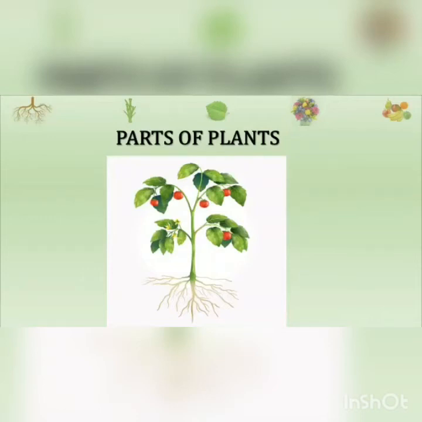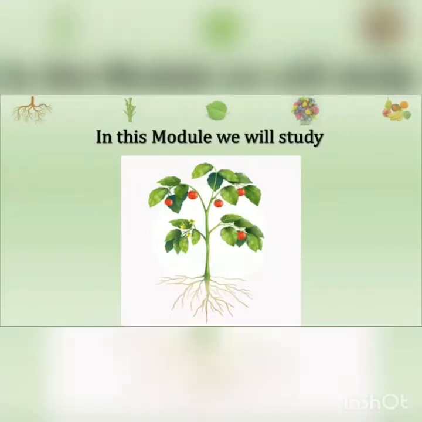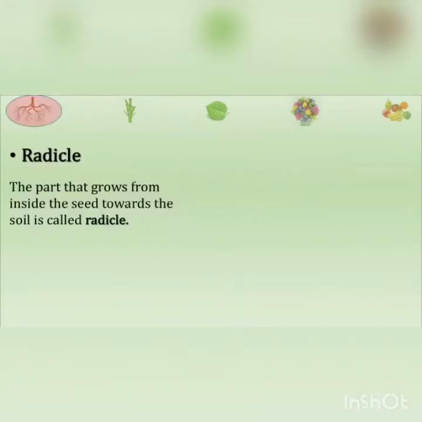Children, there are five parts of plants: roots, stem, leaf, flower, and fruits. In this module, we will study about root and stem in detail. Before going to the topic, let us see some important concepts related to root.